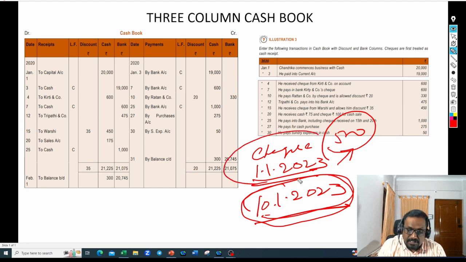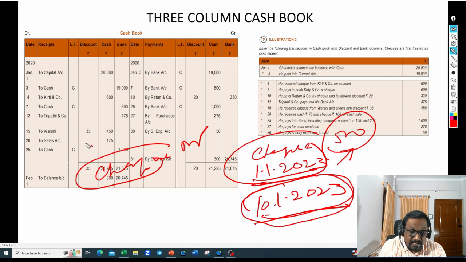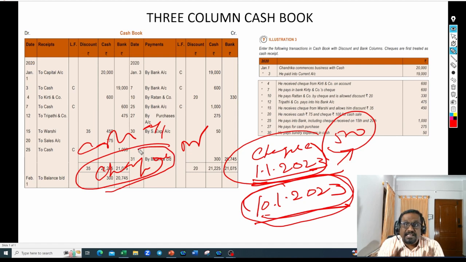Whenever you receive the check, what comes in? Check comes in. Can we write check account debit? We don't write that. Instead of check account, what comes in? Cash comes in. We need to treat that as cash received. When the check is received on 1st January 2023, we will debit cash account. We consider that as a cash receipt.